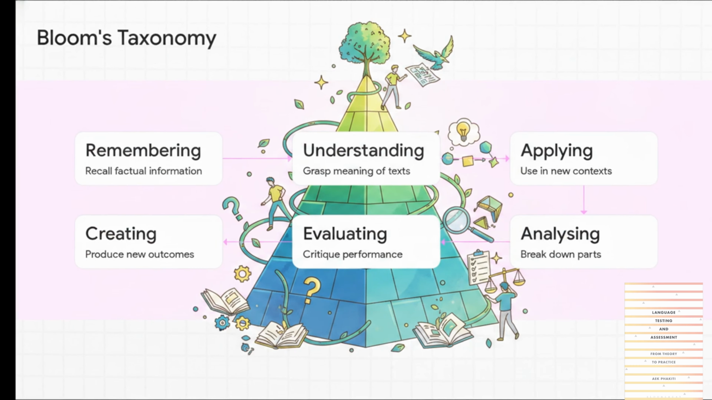To figure out how we actually measure these invisible constructs, we look at Bloom's taxonomy. When test designers decide what construct to measure, they really have to look at the complexity of the thinking required. Bloom's taxonomy is essentially a pyramid of cognitive processes. We start way down at the bottom with basic remembering, like, can you just recall a fact?